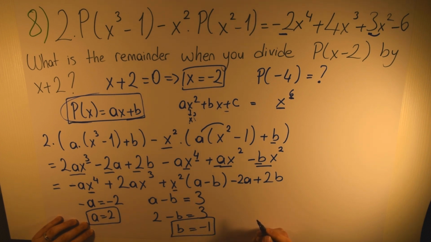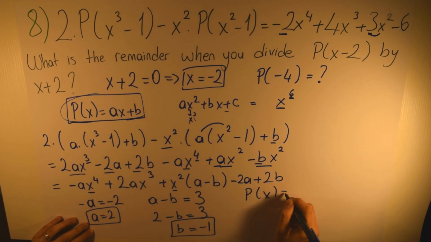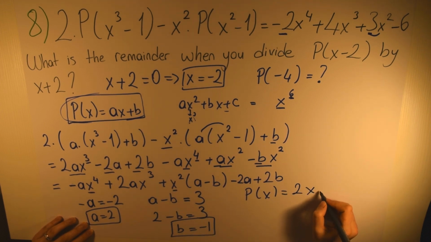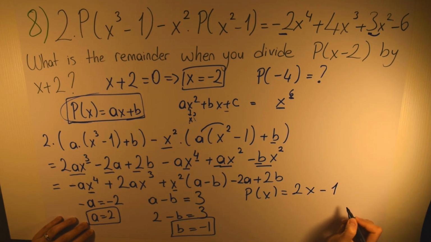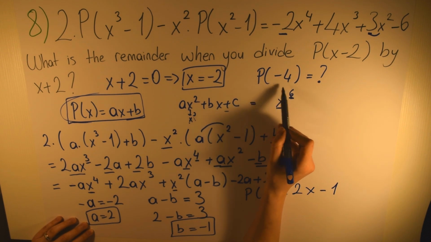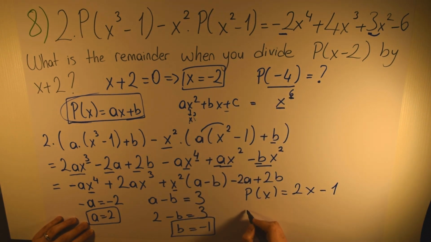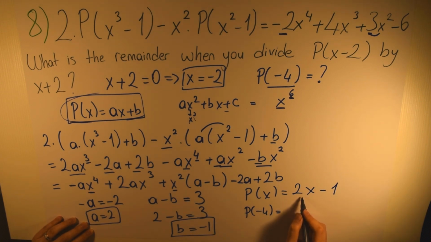Okay, so everything is much easier right now. I can write my polynomial p(x) as 2x, since I found a as 2, and b as minus 1, so it is 2x minus 1. What I should find for my answer is p(minus 4), where I just put minus 4 instead of x. It is minus 4 times 2, which is minus 8, minus 1, equal to minus 9.